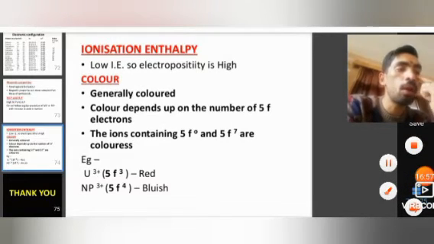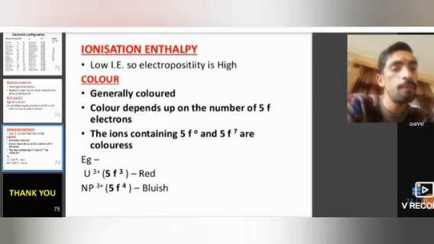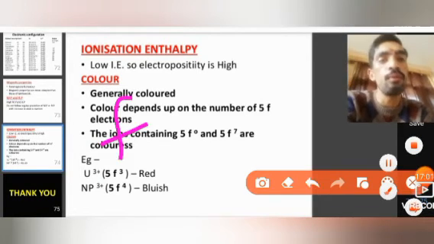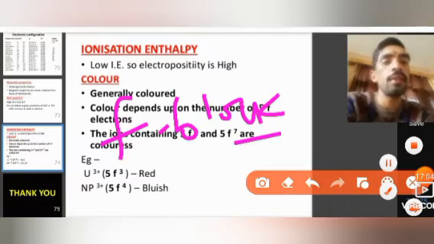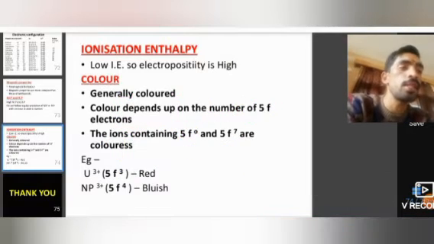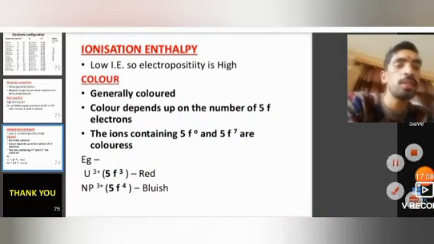In both series, f orbitals are being progressively filled. Both the series are related to the f block. So these are the general five similarities. Now if I talk about the differences, the first difference is on the basis of oxidation state.